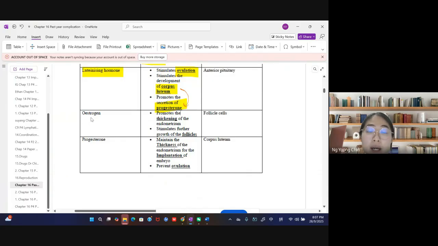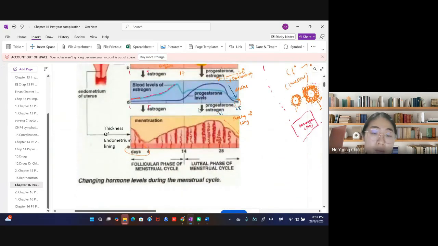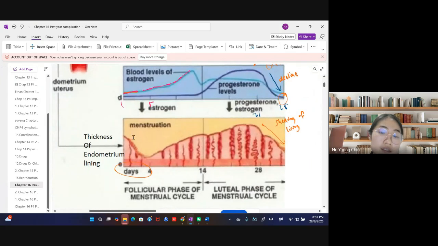The function of estrogen is to promote the thickening of the endometrium lining. Estrogen initiates the thickening of the lining. It starts to repair first. After the menstrual cycle, the thickness is reduced already, and the lining becomes very thin and fragile. So estrogen is secreted during the follicle growth, and it helps to repair the endometrium lining. It increases the thickness and also makes it more vascularized.